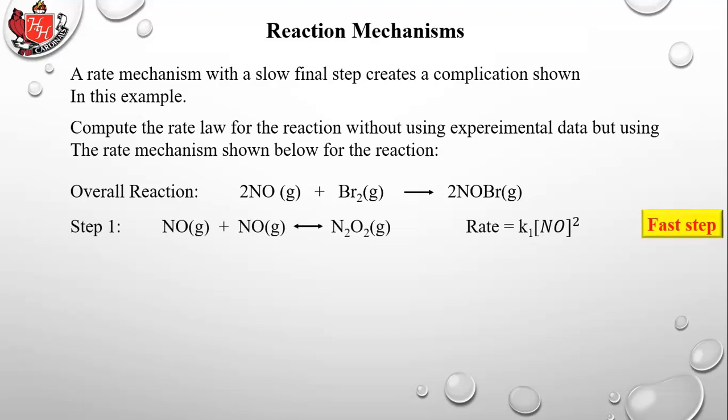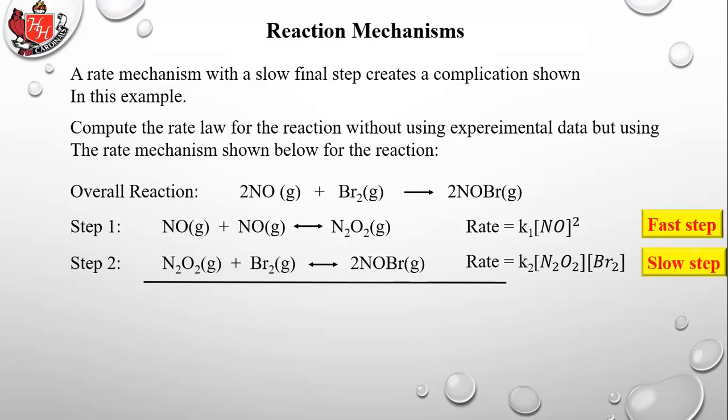So step 1, you're going to take the 2 NOs and write them as NO plus NO. That's going to produce N2O2. The rate law for that is rate equals K1 NO squared, because for 2NO, the coefficient becomes the exponent. We're going to say that's the fast step. That's told to you. Now step 2, you take the N2O2 and add in the Br2, and that's going to produce 2NOBr. That has the rate law of K2, meaning step 2's rate constant, times concentration of N2O2 to the first power, Br2 to the first power, because these are elementary steps.